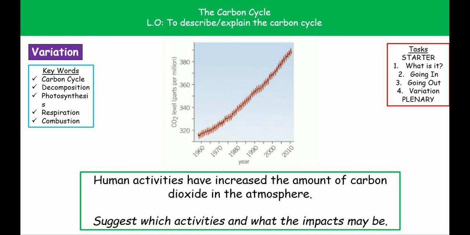So the graph I've given you on the screen here just shows you these fluctuations. It starts just about 1960 and goes through to approximately 2010. And what you can see is we're getting those little rises and falls, which is the seasonal variations that we've got, and we've also got that increasing trend across that period. And that's down to, obviously, the human activities. So what I want you to do is make a bullet point list of any activities that humans are carrying out and what their impacts may be on the carbon dioxide.